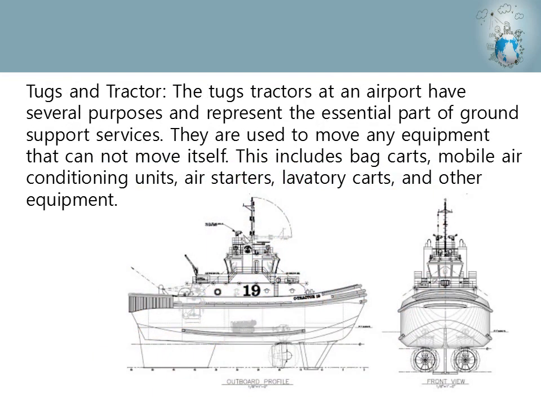Tugs and tractors. The tugs and tractors at an airport have several purposes and represent an essential part of ground support services. They are used to move any equipment that cannot move itself. This includes bag carts, mobile air conditioning units, air starters, lavatory carts, and other equipment.